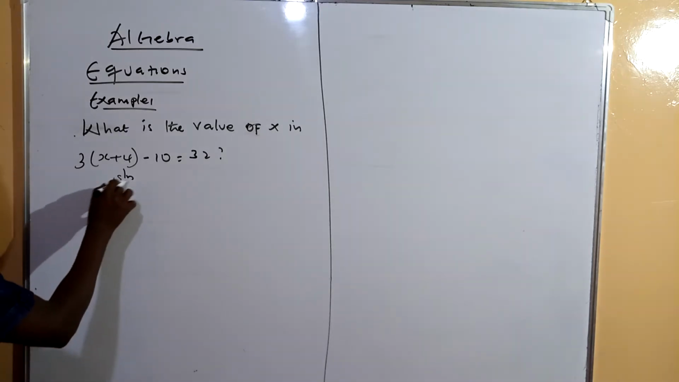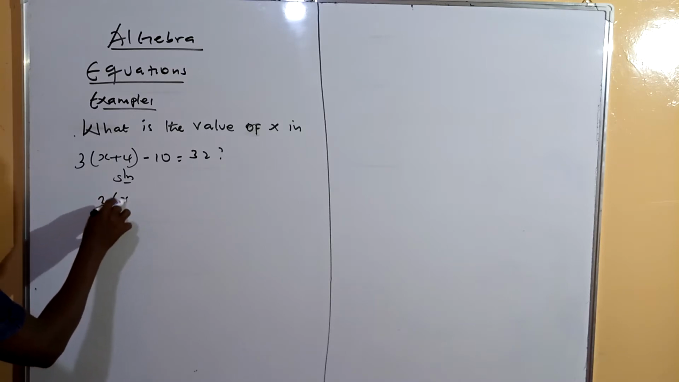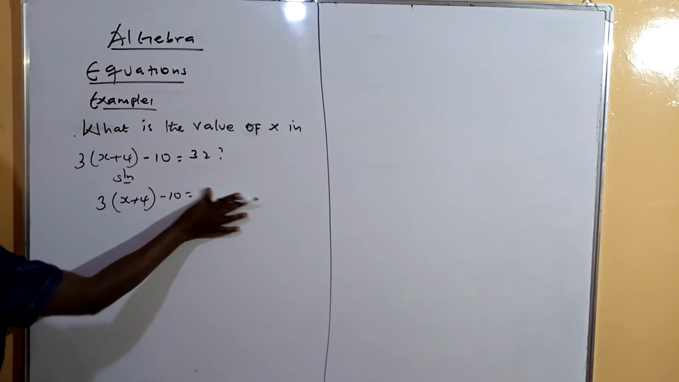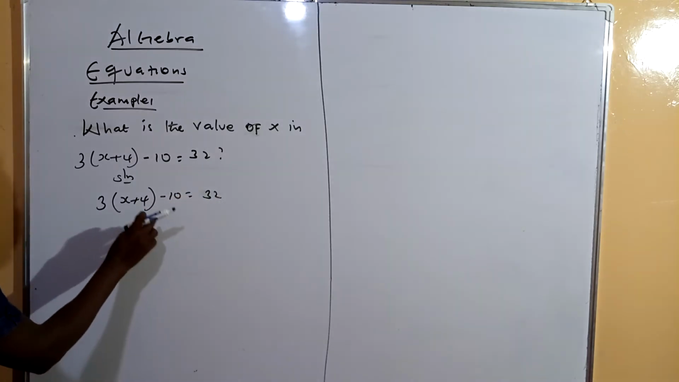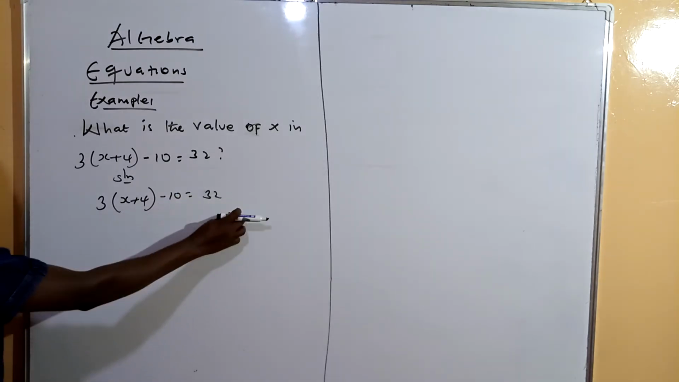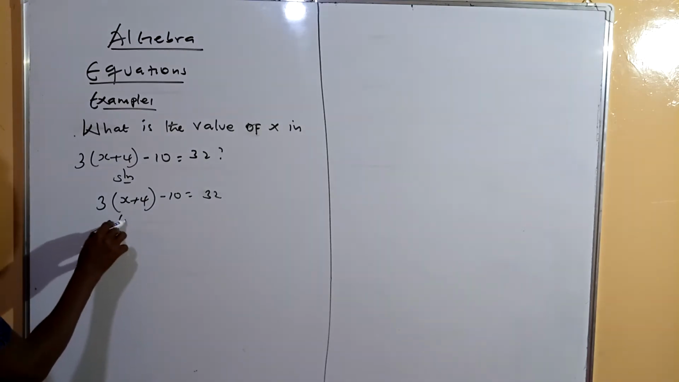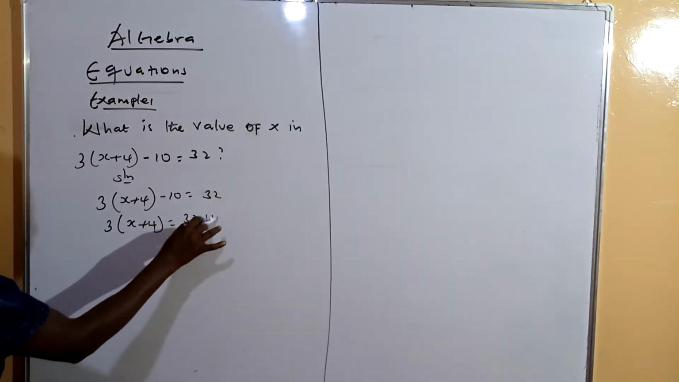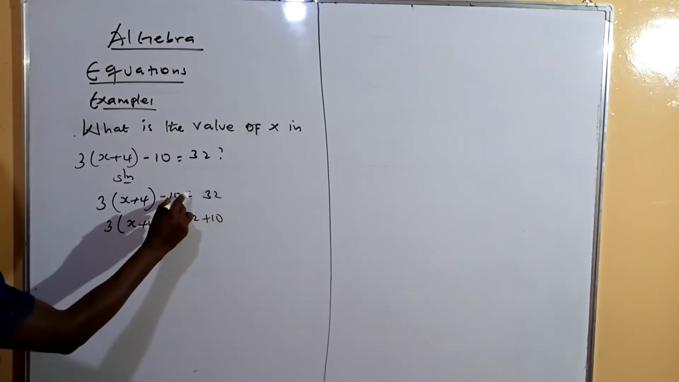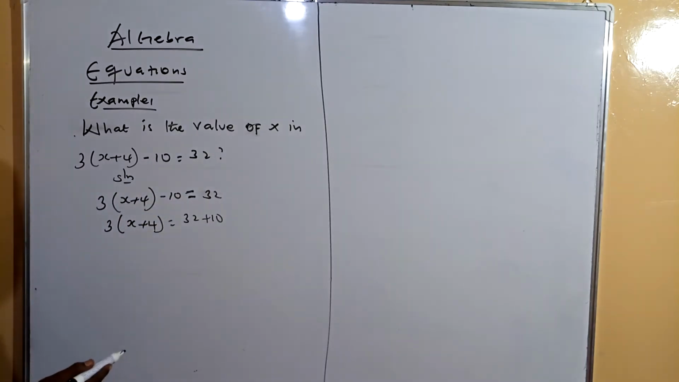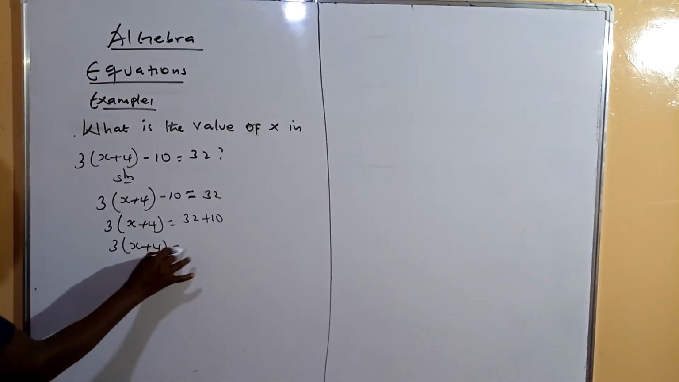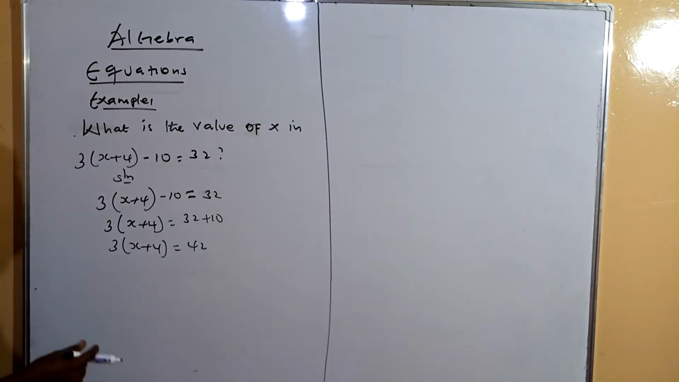Now, coming to the solution, you're going to say 3 into x plus 4, close the bracket, minus 10, is equal to 32. So, first, take this minus 10 to the other side. 3 into x plus 4 is equal to 32 plus 10. Then it will be 3 into x plus 4 is equal to 42.